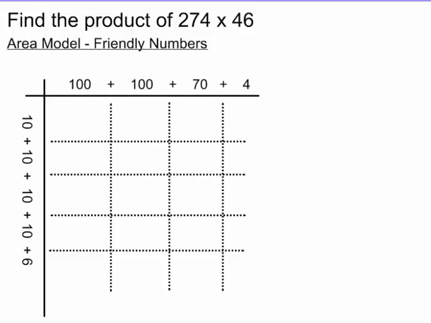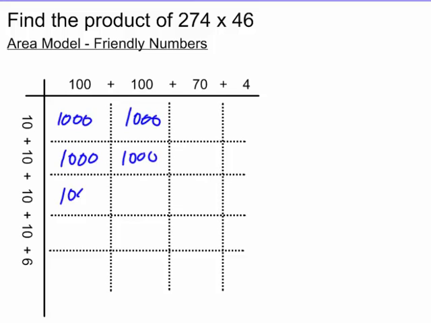I'm going to break the 274 down into two groups of 100 plus a 70 plus a 4, and I'm going to continue breaking my 46 down into groups of 10. So I have 4 groups of 10 and a 6. And again, I'm going to look for some repetitive patterns here. So 10 times 100 is 1,000, and I have that in a whole bunch of locations.